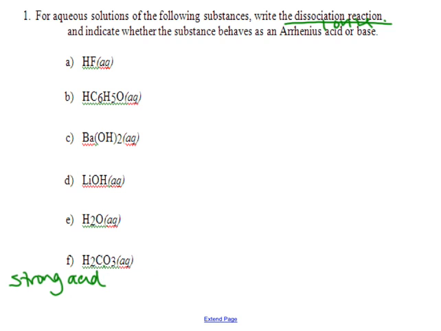What's the difference between a strong acid and a weak acid? Strong acids ionize 100%. Every single HCl is going to make an H plus and a Cl minus in solution. If it's weak, some of it will, some of it won't, and it's going to go back and forth. What is that again? Equilibrium. So if we have a weak acid, we write our dissociation equations with a double-headed arrow. If we have a strong acid, we write our dissociation equations with a single-headed arrow.